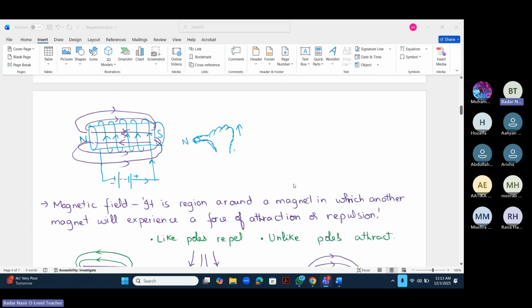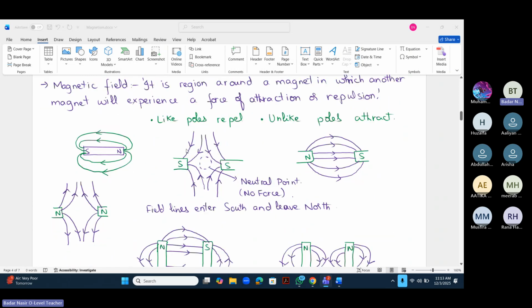Okay. Now next up, we talked about how like poles always repel, and unlike poles always attract. Now please remember what a magnetic field is. A magnetic field is a region around a magnet. If you place another magnet inside that region, that magnet will experience a force of attraction or repulsion. This is called a magnetic field. Now the field lines always travel from north towards south. Field lines always leave the north pole and always enter into the south pole.